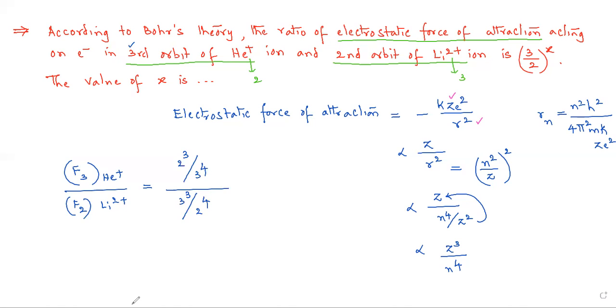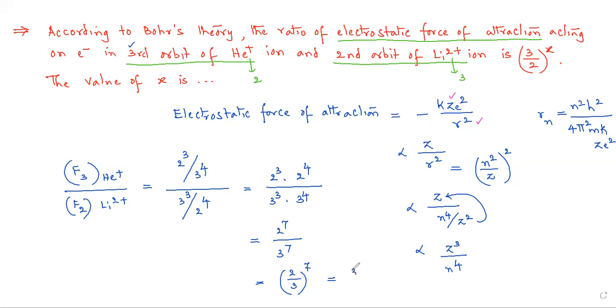Right? Now this can be written as, when you take things clearly, this 2 power 4 goes into the numerator. What do you get? 2 power 3 into 2 power 4 by 3 power 3 into 3 power 4. So this can be written as 2 power 7 by 3 power 7, nothing but 2 by 3 to the power 7.